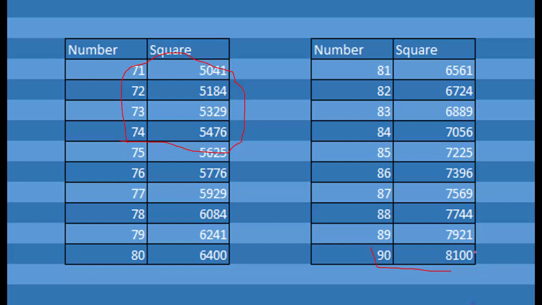So 10 square means 100. Means take 2 digits, 00. Now subtract 10 from 90. This will become 80, and 1 carry will be added. Then this will become 81.